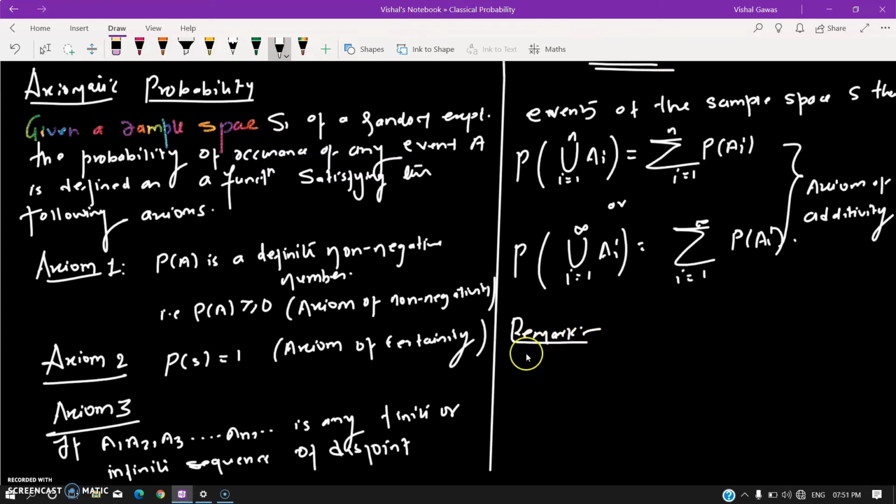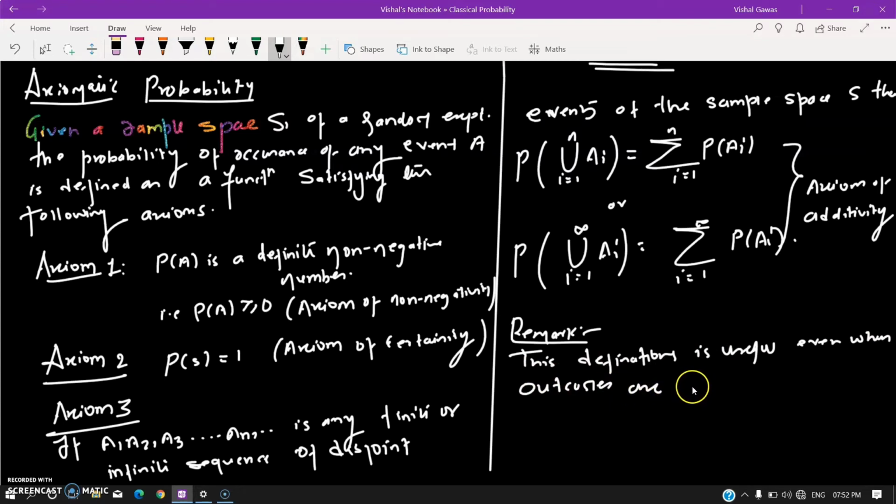So, remark, let's write down. These definitions are useful even when outcomes are not known to be equally likely. It's not only limited to classical probability, it can be used for other aspects. So that's what we have in axiomatic probability.